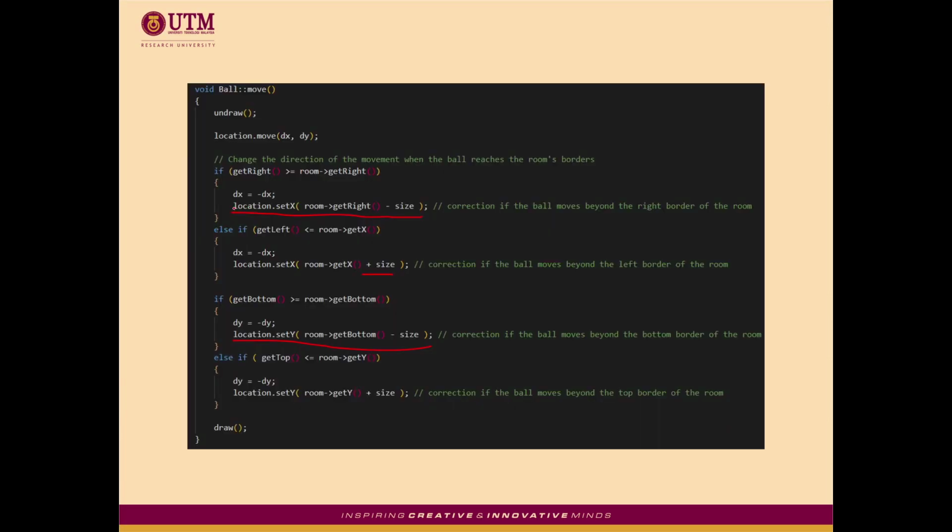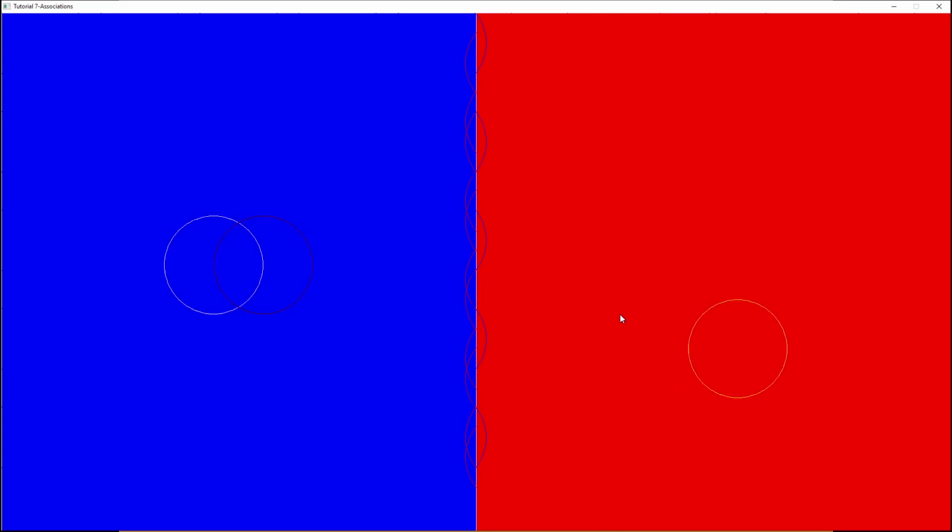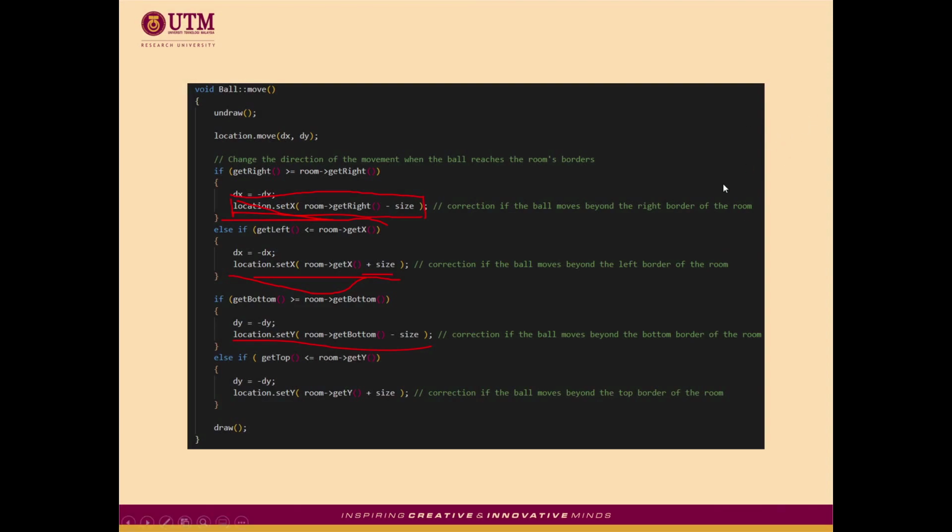So that's what this line implies, okay. This is for the right side, this is for the left side, I think this one is for the bottom side, okay. This is the correction. That's how you do it, okay. I think that's all you need to do, okay. Let me complete the code, okay.